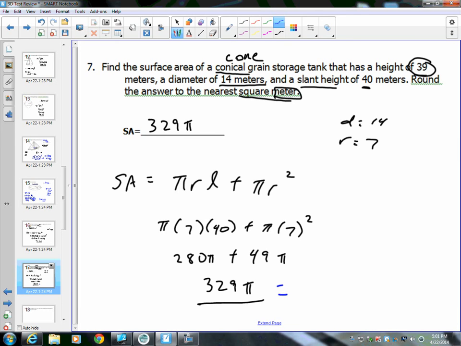If we multiply 329 times pi, we get 1,033.58 square meters. Round to the nearest square meter means whole number. So we don't want any of these decimals. So we look at the first decimal number, 5 means round up. So we get 1,034.